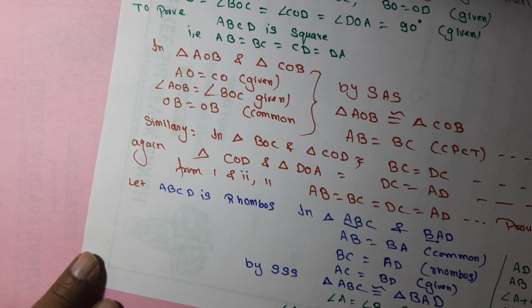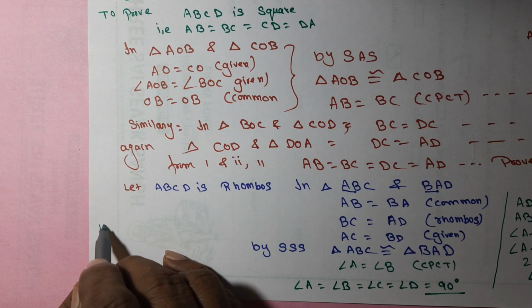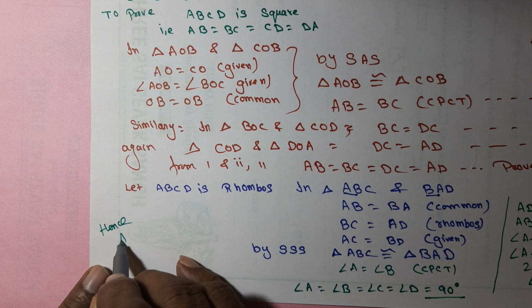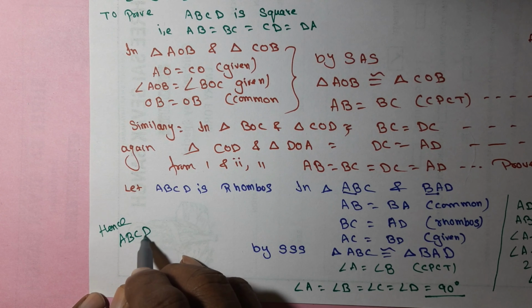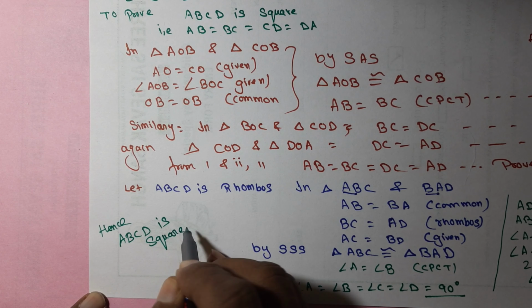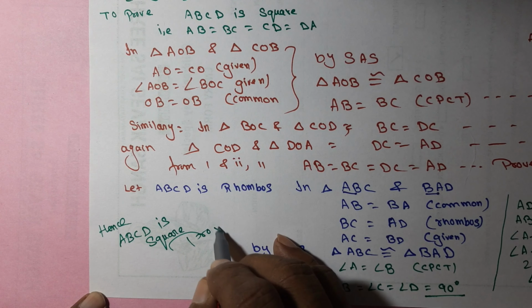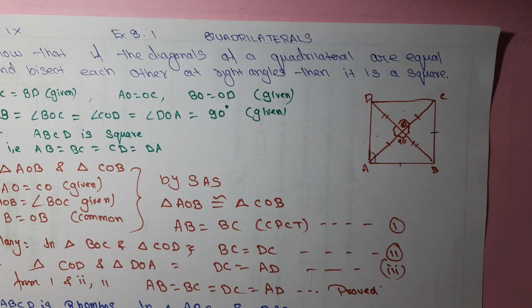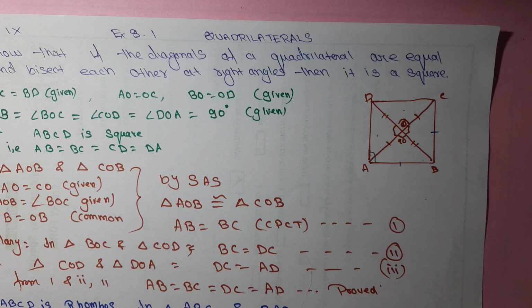Hence, ABCD is a square. Proved. Okay, that's all. We will see in the next exercise in the next episode.